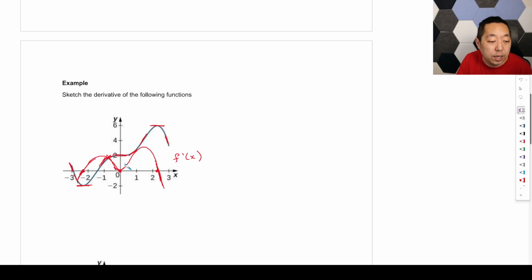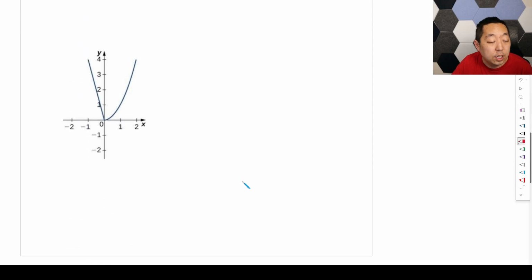So if I erase all my kind of hairy sketches on the tangent lines, you can see the red curve ends up being the graph of the derivative there, right? Like that. Let's take a look at this one here.